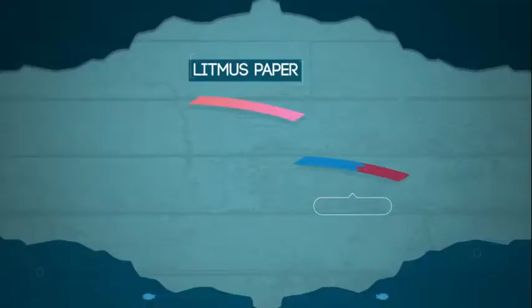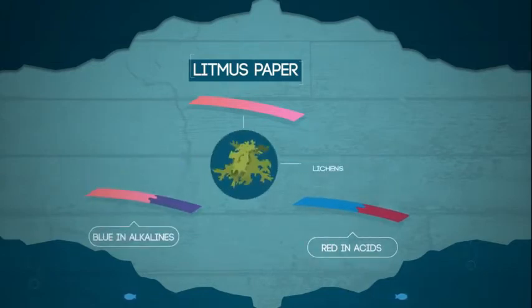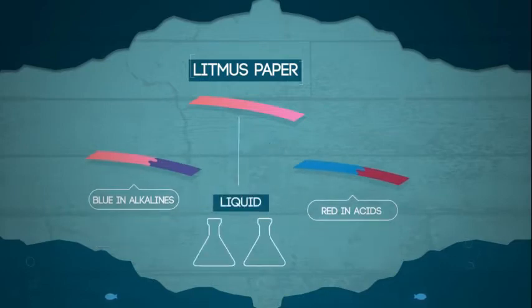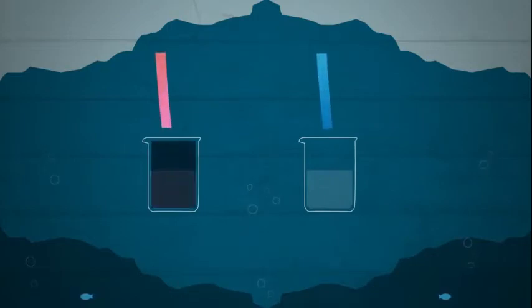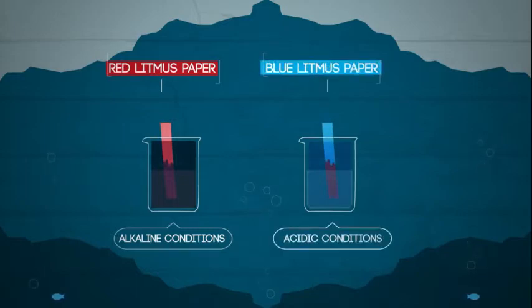Watch it. Litmus is red in acids and blue in alkalis. Litmus paper is made from lichens, which have been used to dye cloth for hundreds of years. It can be used as a liquid or paper. The paper is easier and more reliable. It comes as red litmus paper and blue litmus paper. Red litmus paper changes colour from red to blue under alkaline conditions, but no change under acidic conditions. Blue litmus paper changes colour from blue to red under acidic conditions, but no change under alkaline conditions. So just remember that red litmus paper changes colour for alkalis and blue litmus paper changes colour for acids.